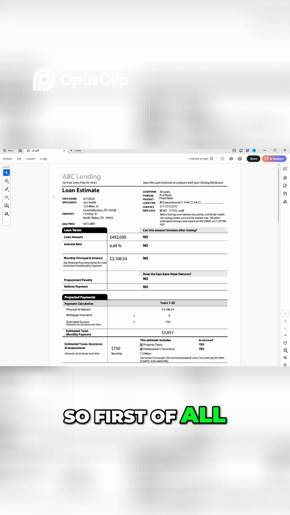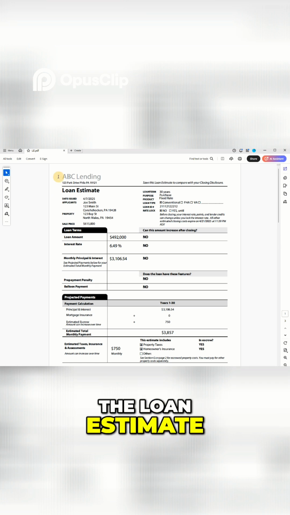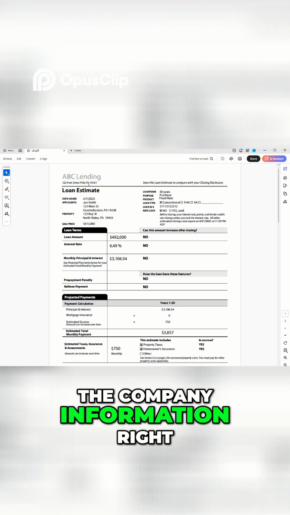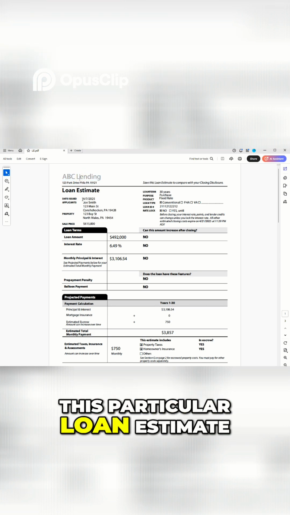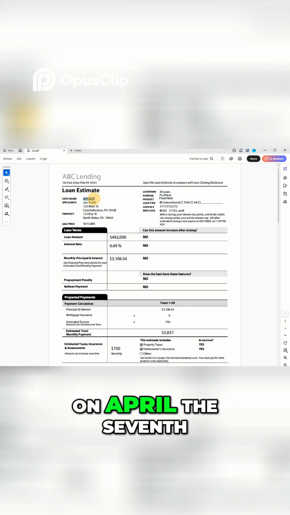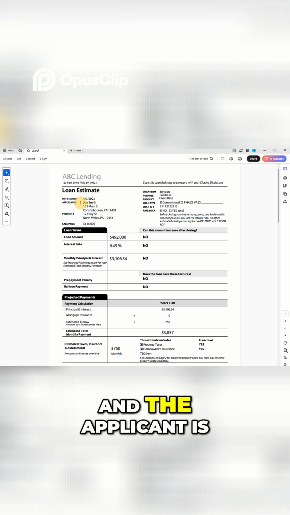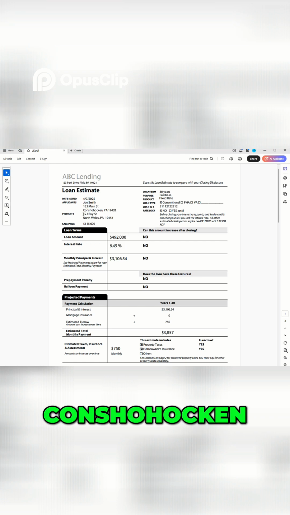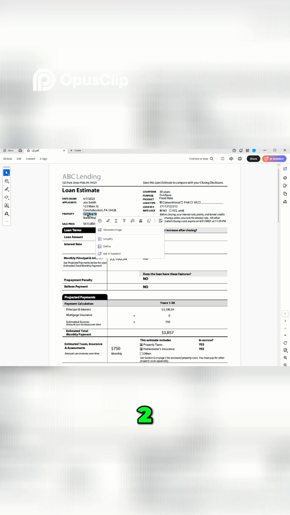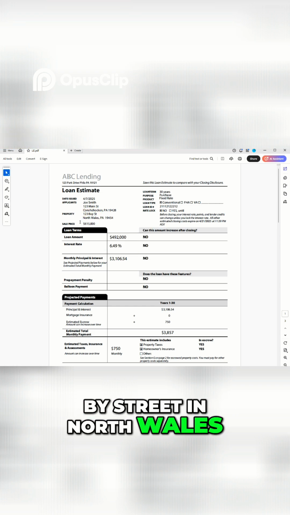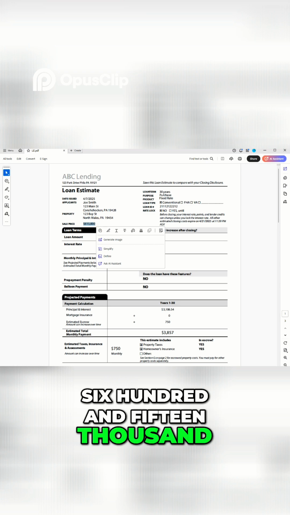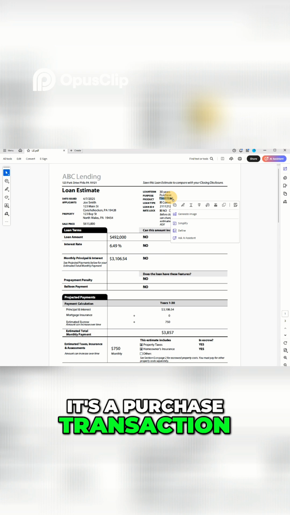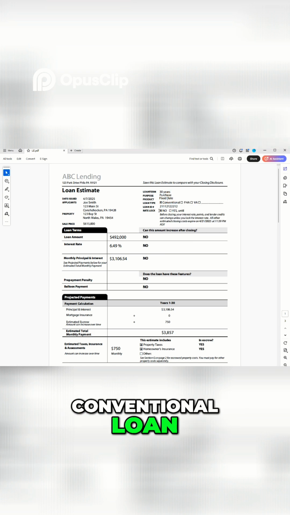So first of all, here's a copy of the loan estimate. This is ABC Lending, just a sample loan estimate, with the company information right here for the lender. The date issued, this particular loan estimate that I'm using as a sample was issued on April the 7th, 2025, and the applicant is John Smith. His current address is 123 Main Street, Conshohocken, and then the property he's looking to buy is 123 By Street in North Wales. The sales price is 615,000. This loan estimate is for a 30-year term. It's a purchase transaction, fixed rate, conventional loan, and the rate is not locked.